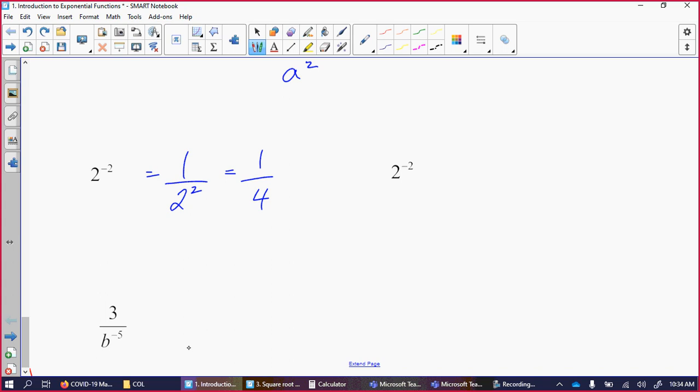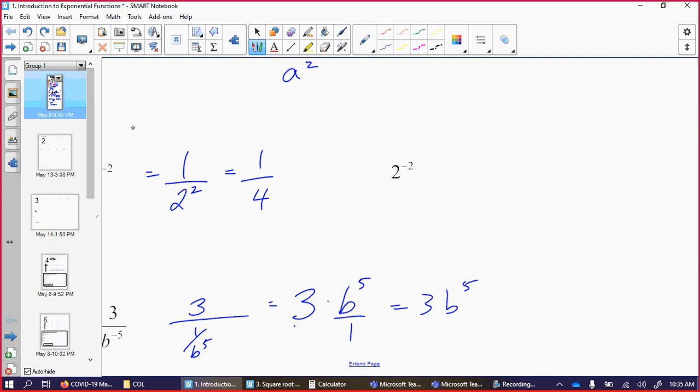So we could have 3 over b to the negative 5. Well, I've got a negative exponent in the denominator. So this is 3 over 1 over b to the 5th. Well, dividing by a fraction we don't like. So the reciprocal of that is b to the 5 over 1, which is 3b to the 5th.